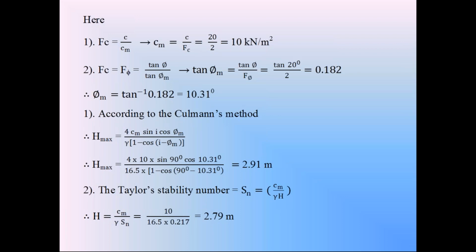It is also equal to C divided by gamma into Fc into Hc. And we have one more equation, Hc divided by H. For this Sn, Taylor stability number, you can use any equation here to find out the maximum height of the vertical cut. According to the Taylor method, the maximum height comes to 2.79 meters, almost the same. The Culmann vertical height and the Taylor vertical height are almost nearer. Both are nearer. So this is the solution for this numerical problem, please go through the steps on the screen.